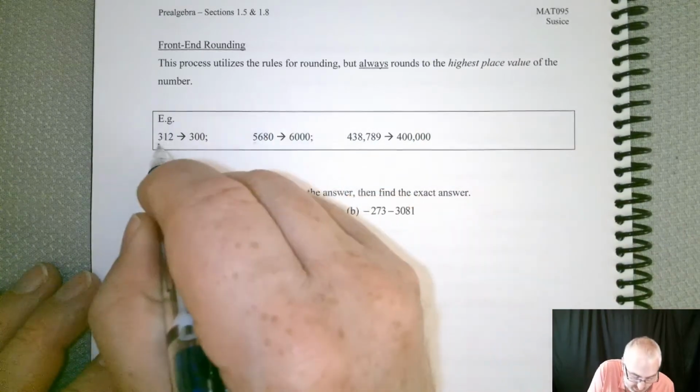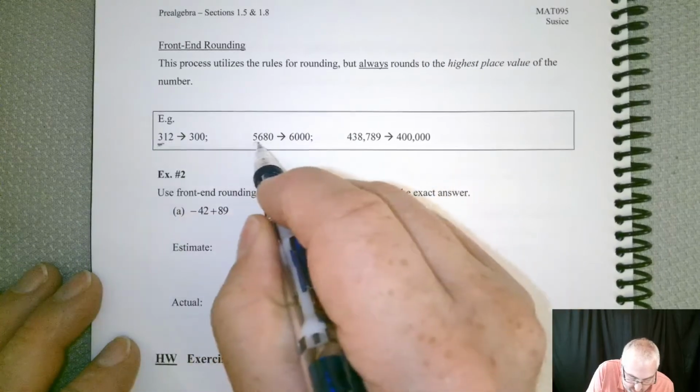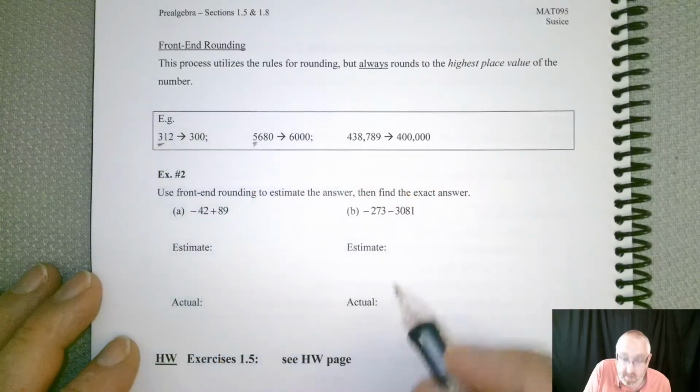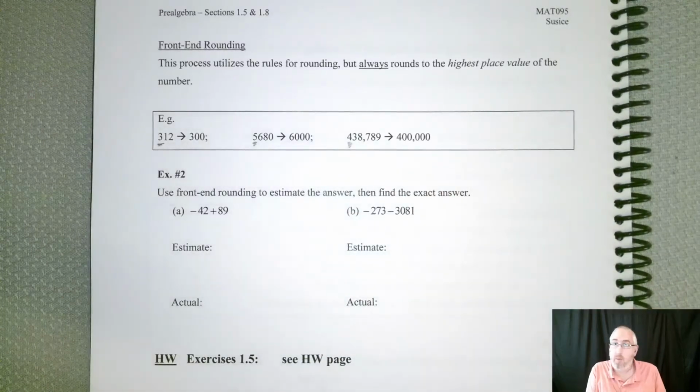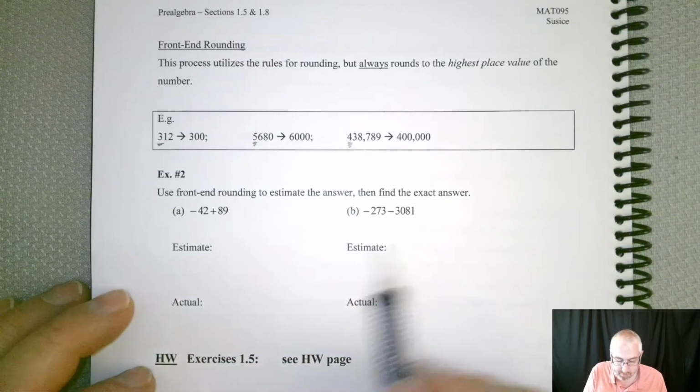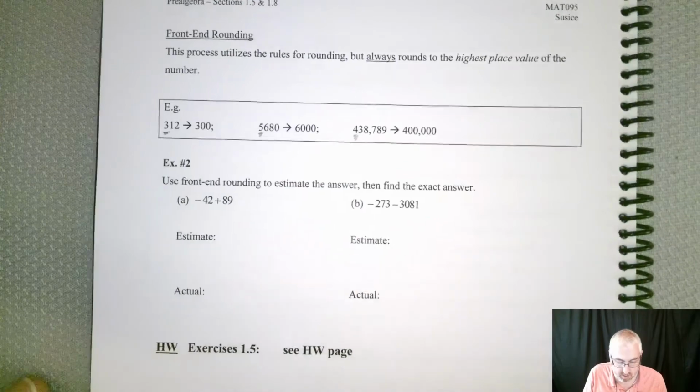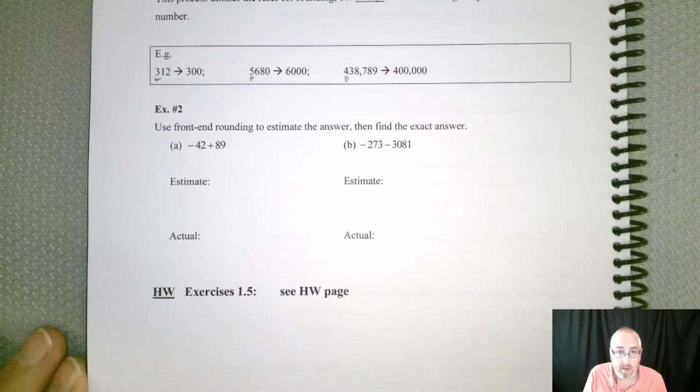So in this case, we're going to be focusing on the 3. Here we would be focusing on the 5. Here we would be focusing on the 4. You're looking at the digit all the way to the left and rounding to that digit. So let's try these last couple of problems here, and that will wrap up this section.